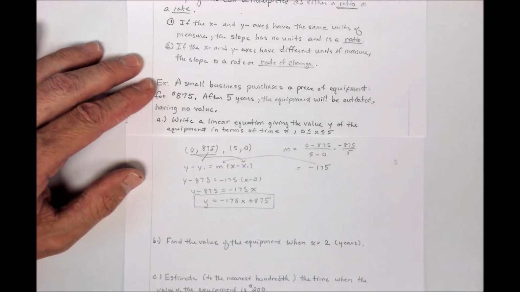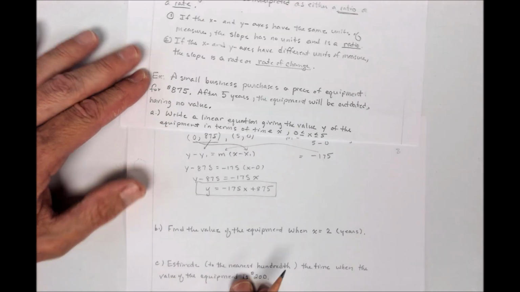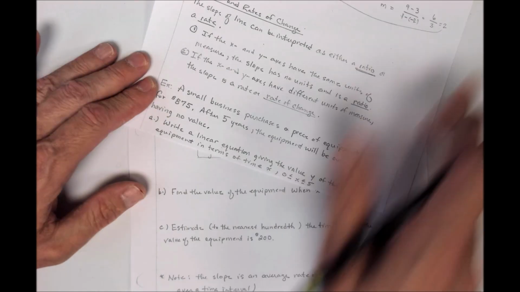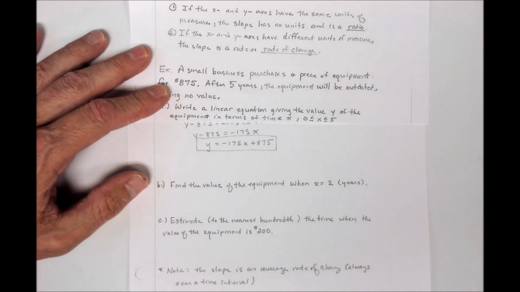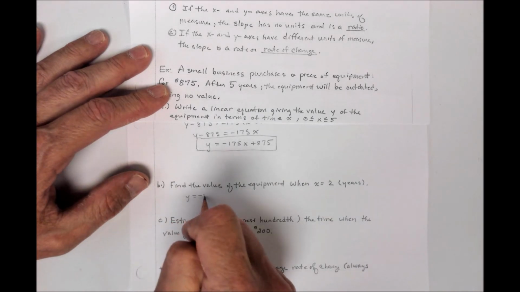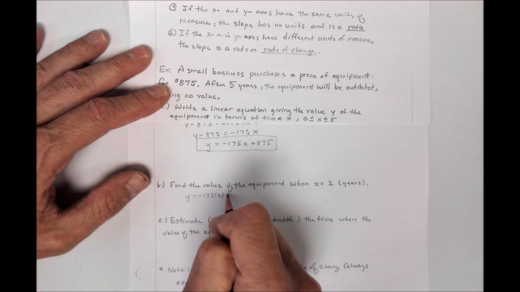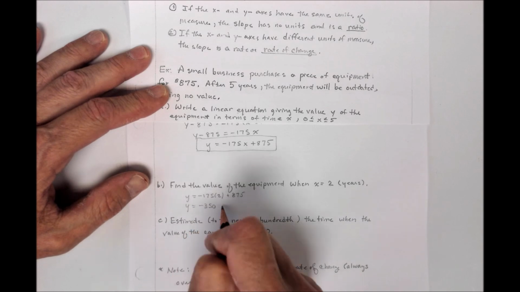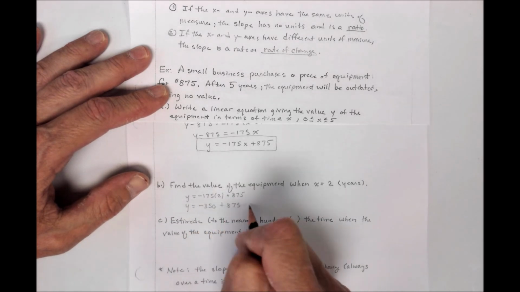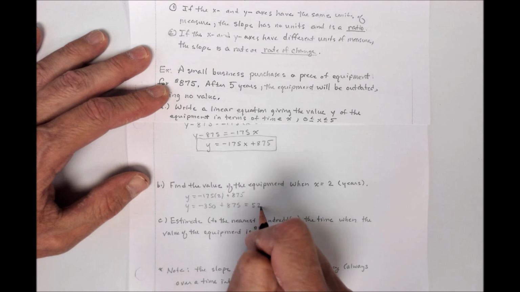Y is the value of the piece of equipment, and x again is the amount of time that the business has owned it. Now we're going to find the value of the equipment when x is 2. So this is pretty straightforward. So after 2 years, how much is this thing worth? Well, I need this equation. That's why I did that step first. And I'm going to substitute a 2 in for the x. And I get y equals negative 175 times 2 plus 875. Y equals negative 350 plus 875, which adds up to what? 525.